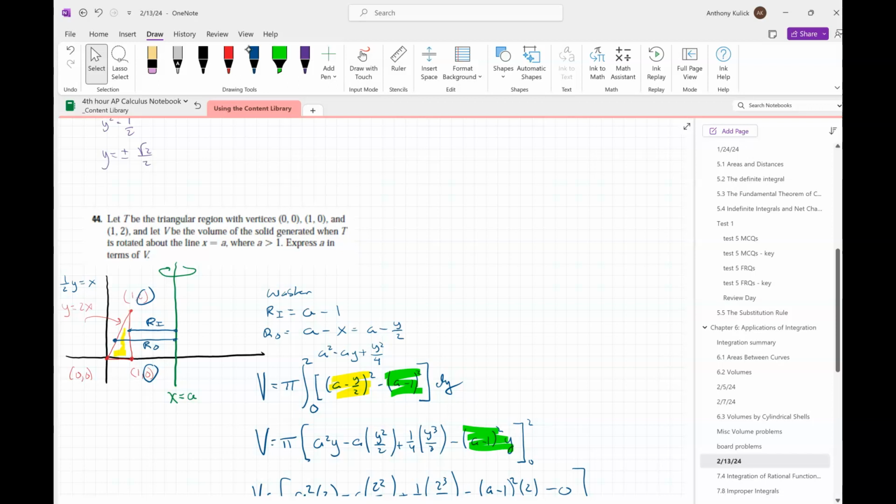Yeah, if you want a staple. I just didn't get a chance to do any staples. All right.